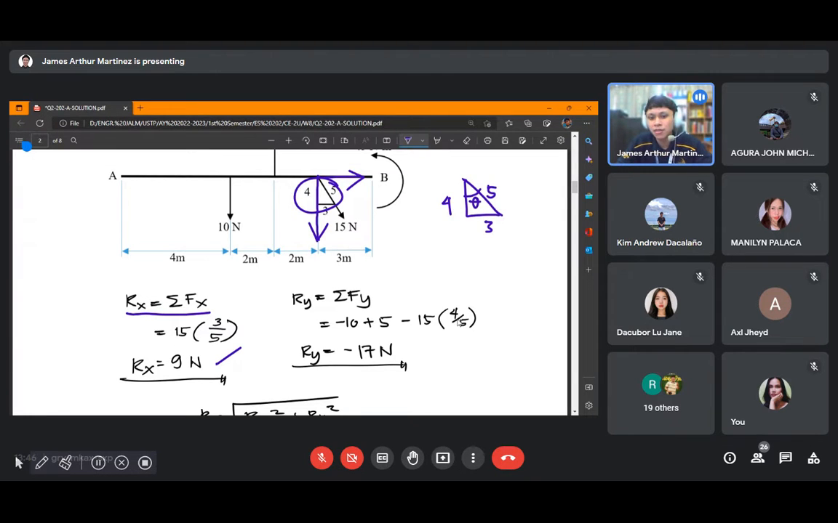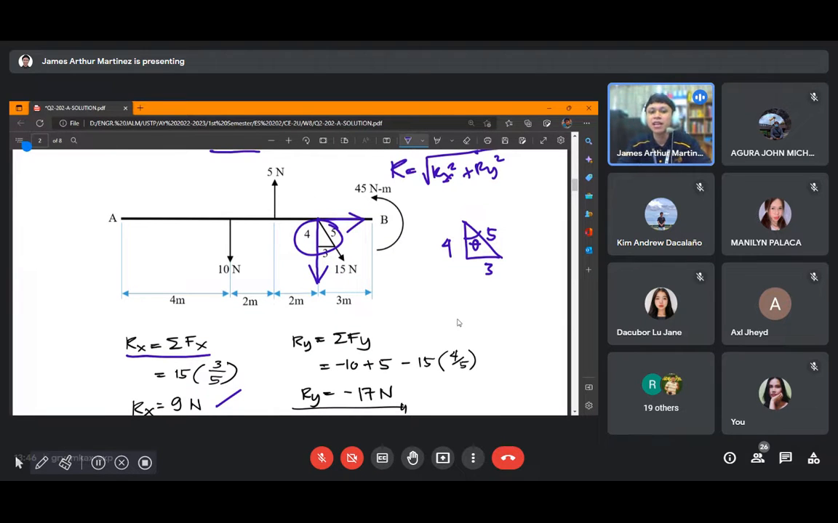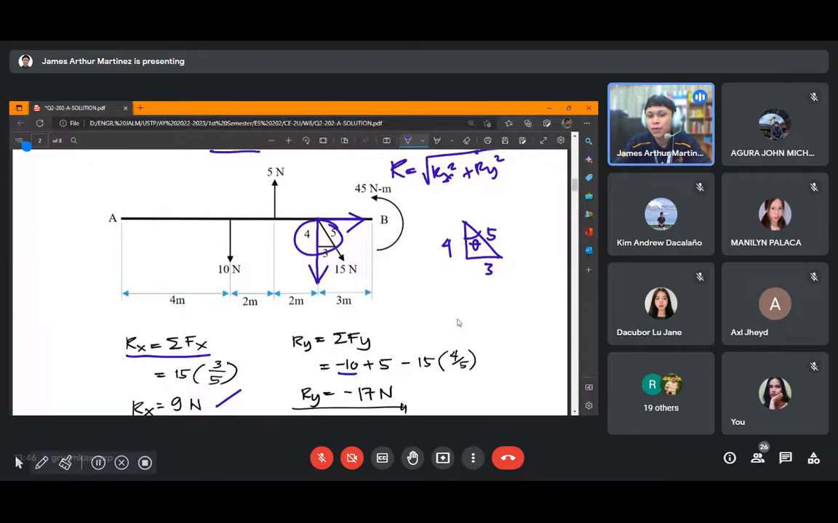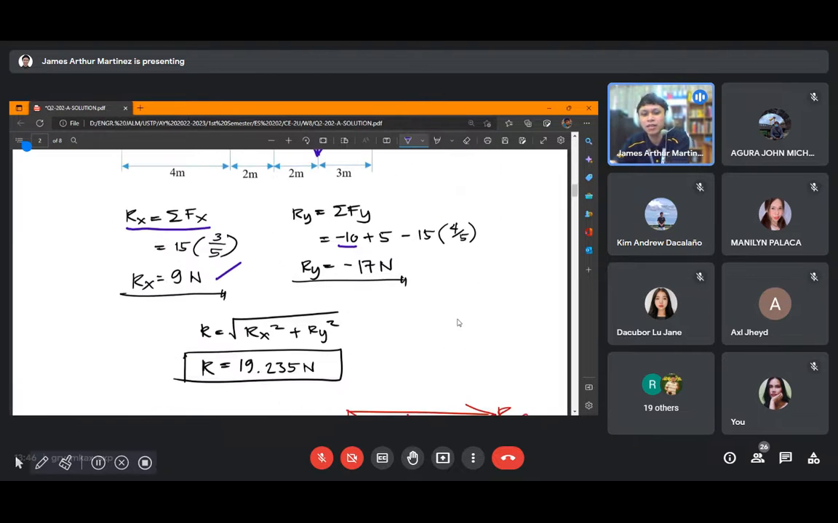Ry, so summation of forces on y-axis punta. So what are the forces on y-axis? You have 10 newtons, so negative since downward direction, plus 5 newtons since upward direction man, minus the y component of your 15 newtons. And that is just 15 multiplied by 4 over 5. No? So we are after the y component. Okay, so solving for this expression, we'll have Ry is equal to negative 17 newtons. So nanatay Rx and Ry.